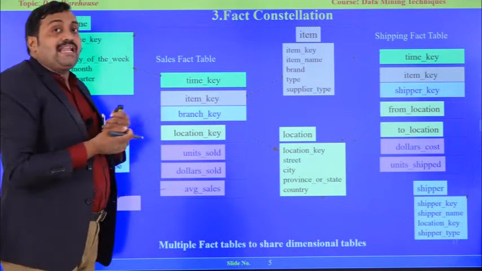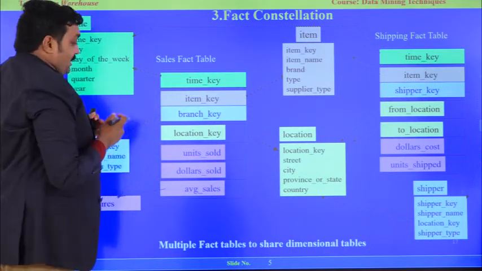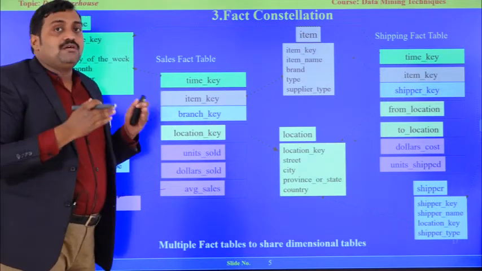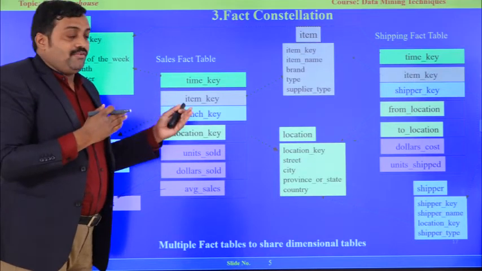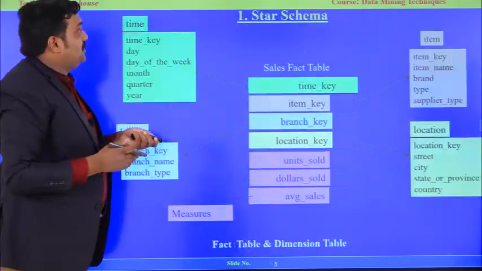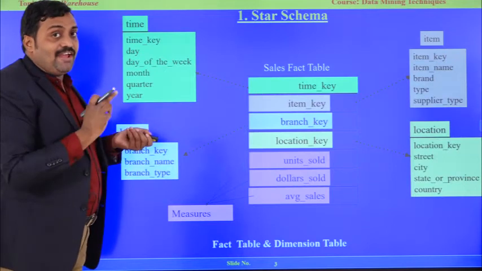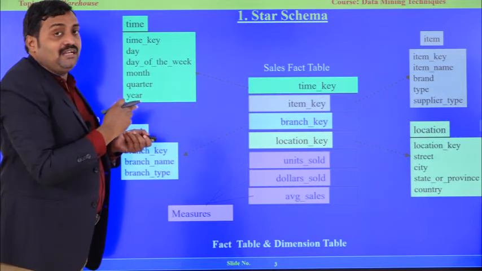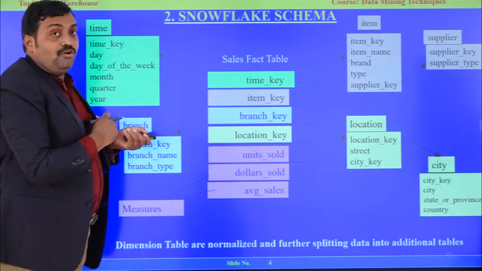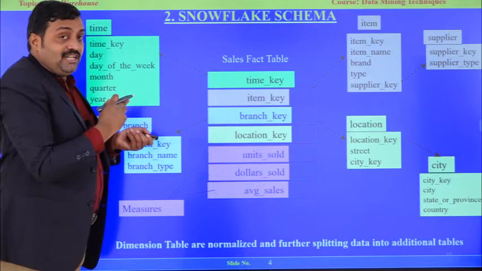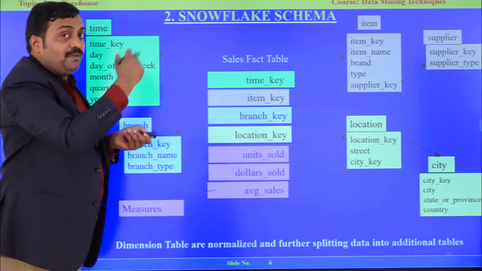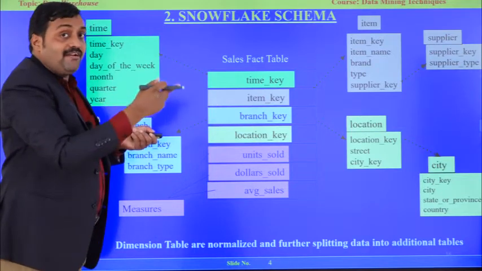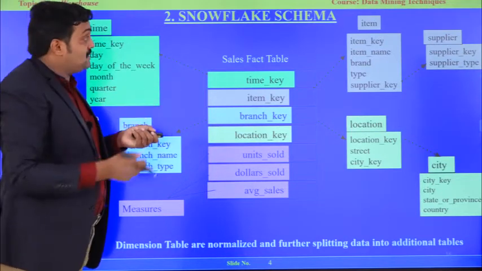The third one is the fact constellation or galaxy model. Here it's a combination of both star and snowflake. We have a combination of the previous schemas. In star schema, there is only one fact table, and the dimension tables are derived from it. In snowflake schema, there is one fact table, and the dimension table is further split in order to normalize the data. So the dimension table will be derived into multiple tables.